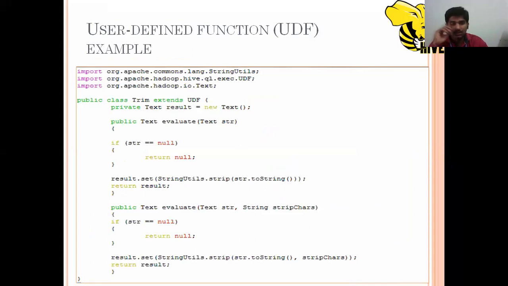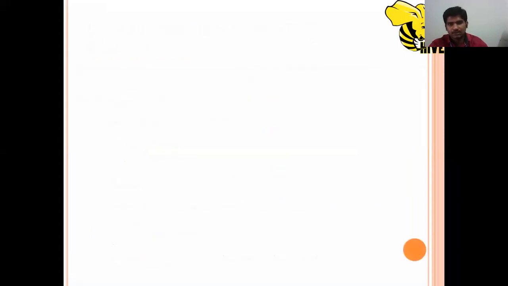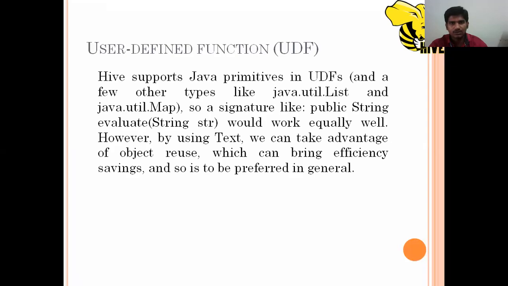So another example. Please remember that all these UDF functions are under the package org.apache.hadoop.hive.ql.exec.udf. These are some examples of user defined functions. Hive supports, as we already know, the Java primitives such as UDFs and a few other data types like Java util list and util maps also. So what do we call lists and maps?